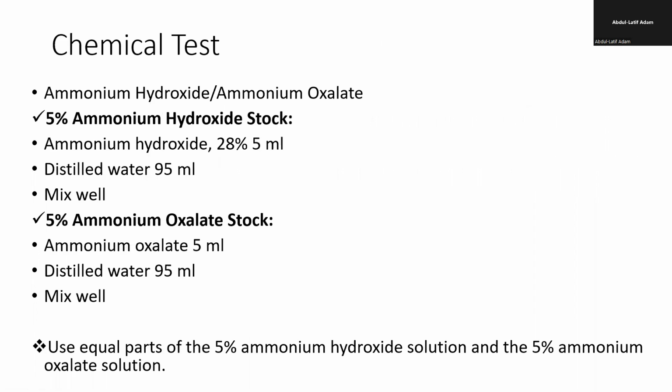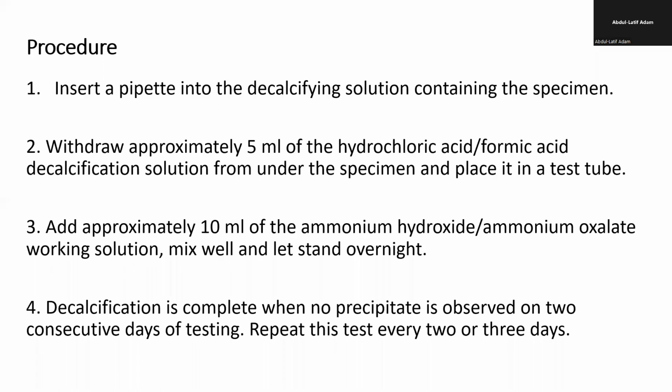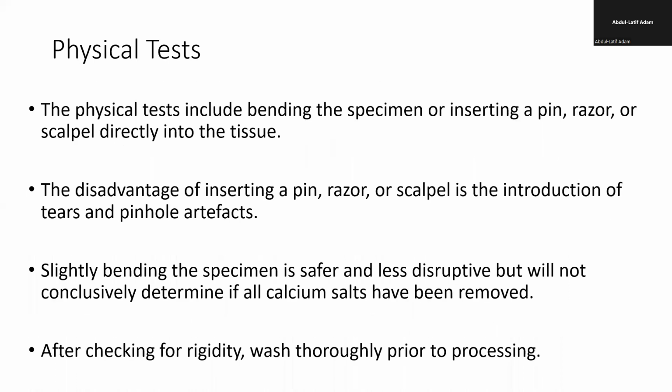So for the X-ray, you just send the sample to the X-ray unit, and then they take X-ray of it, just like they do chest X-ray and all those X-rays. Okay, just like that. And then for the calcium method, you use two chemicals. So you use what? Ammonium hydroxide and ammonium oxalate. So you use 5% of each of these, and then you add equal volume. Okay, then you add it to the solution that is being used to decalcify, and then if it crystallizes, it means that there is calcium in it. If it doesn't crystallize, then there is no calcium in it.